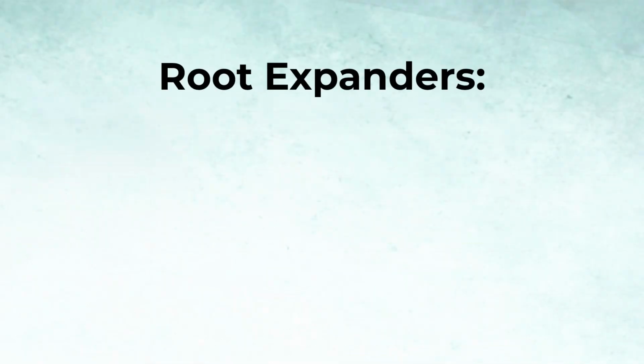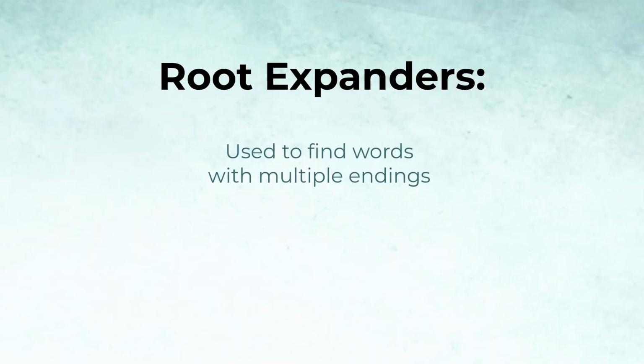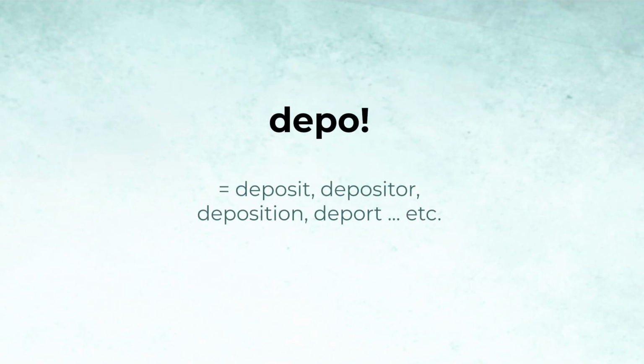Root expanders are used to find words with multiple endings. They're used at the end of the word. The symbol for root expander is typically an exclamation mark, but as with all symbols, this can vary depending on the database. For example, depot with an exclamation mark will retrieve deposit, depositor, deposition, deport, and so on.